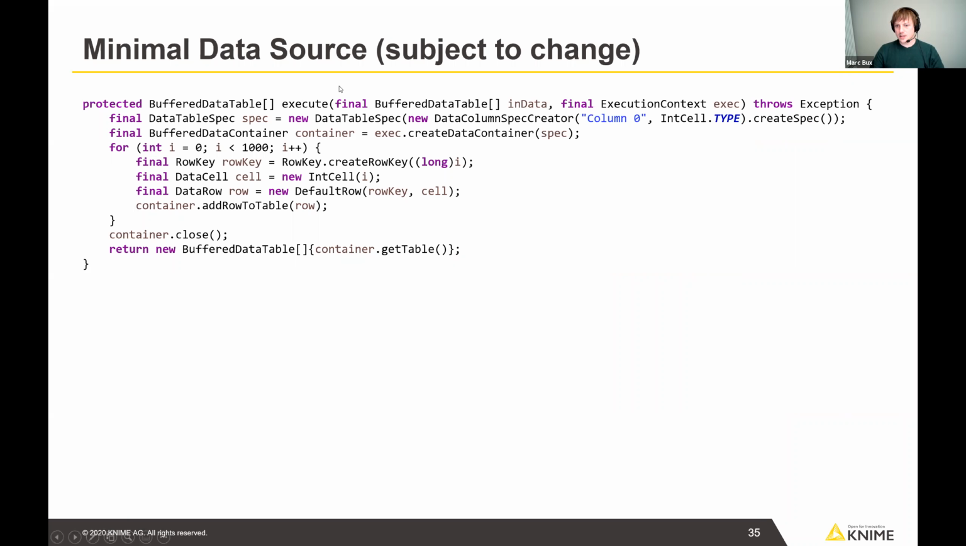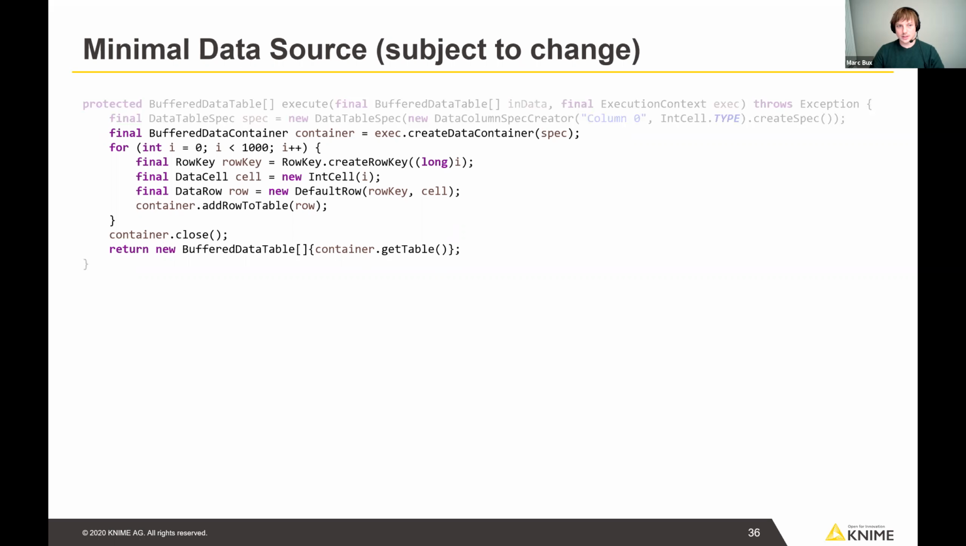So this is a minimal data source that just generates a single table with row keys and 1,000 integer values with the old API. So you generate your data table spec. From your execution context, you create a new data container, and then you have your loop, you create row keys, you create your data cell, you create your data row, and then you add that data row to your table. And in the end, you close your container and you get the table from the container and pass it onward to downstream nodes.